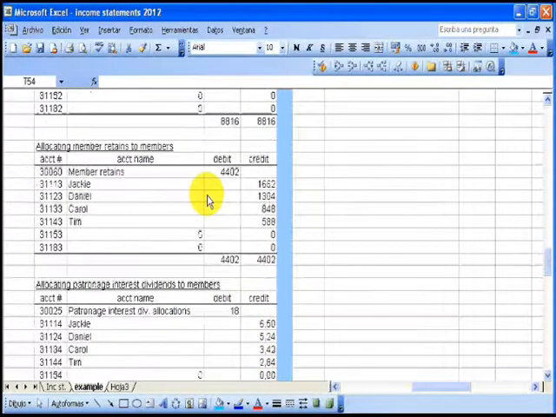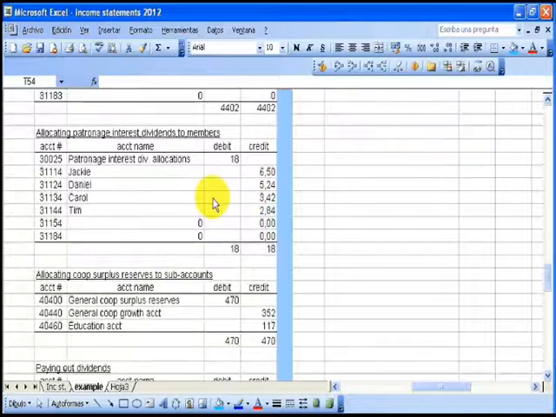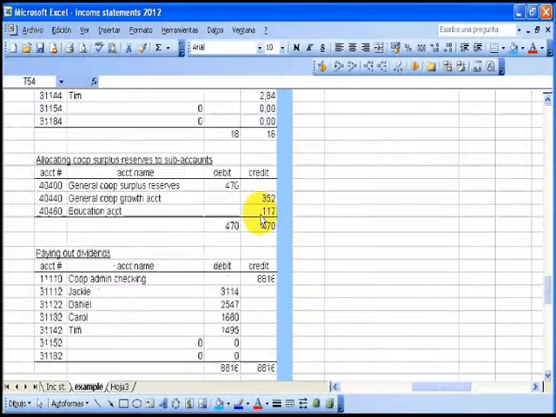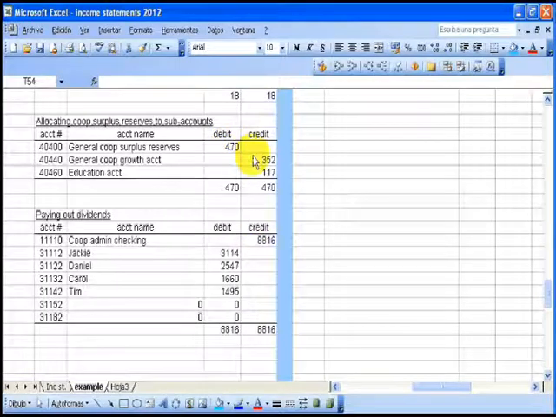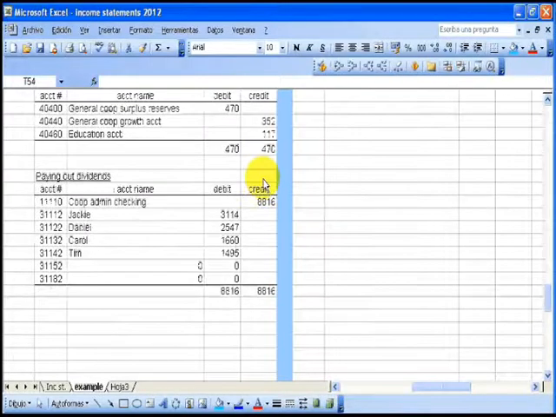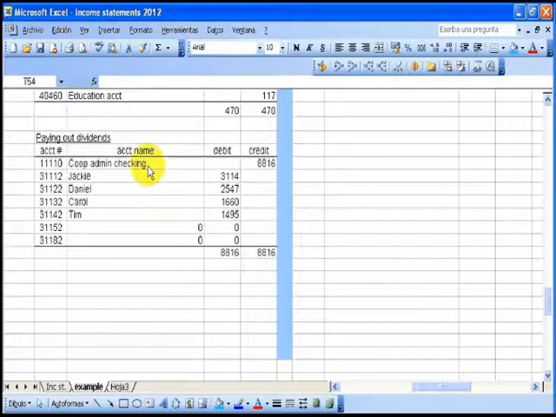And now you come down and see this is what their retains are. They're not actually being paid. These are just being recorded into their co-op administration accounts. Jackie now has $1,662 of retains for this month, and each one has their own. And now you come down and see this is how much is going to be allocated to their member capital accounts for interest. And now you come down and say this is how much is being allocated into the surplus reserve accounts.